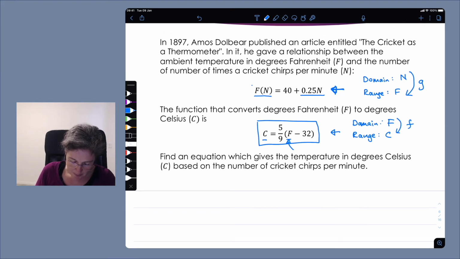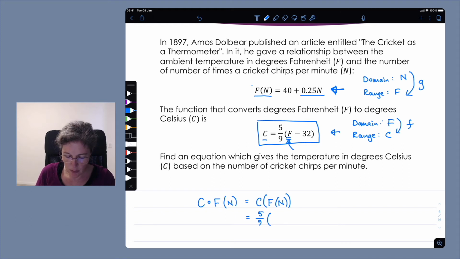So we're going to say our function c composed with our function f, that's not helpful, not x, we need n, which is the same as saying c, and wherever you see an f, you put in the function for n, for f, will give us 5/9. Now I should have an f here, but I want to convert my f into cricket chirps, so I'm going to replace that f with this whole thing here, 40 plus 0.25n, and then I need to finish off the rest of my c equation, so that's minus 32.